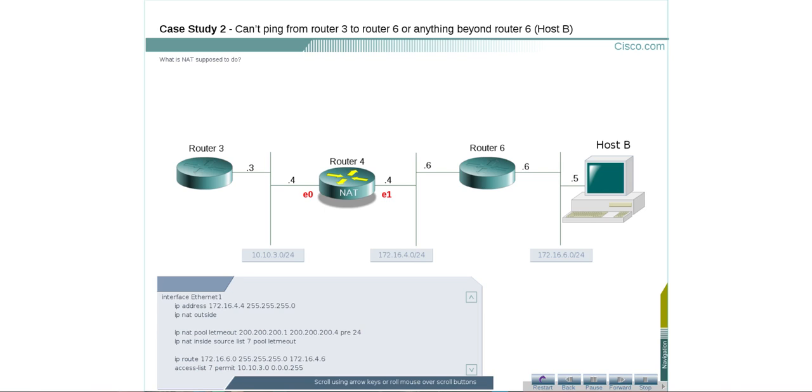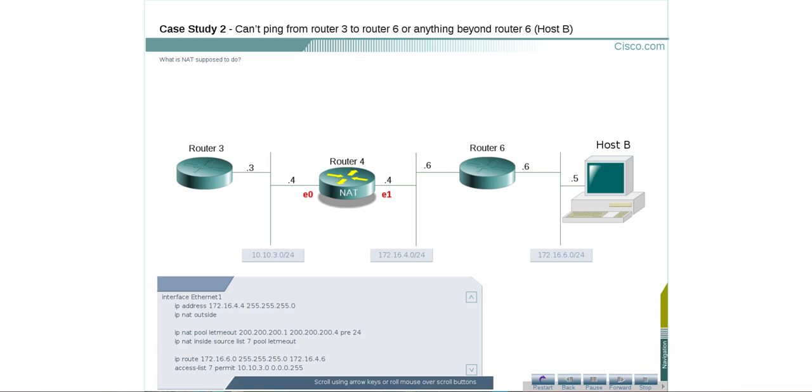Access list 7 is permitting any packets sourced from network 10.10.3.0 with subnet mask 255.255.255.0, and the NAT pool called let me out contains addresses 200.200.200.1 through 200.200.200.4. Based on the configuration we just saw, what do you think NAT should logically be doing?